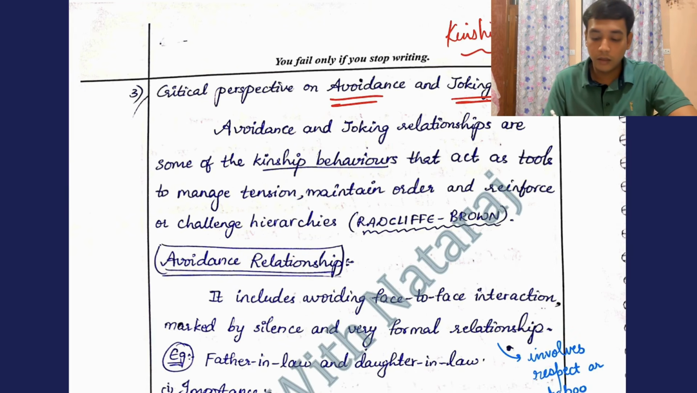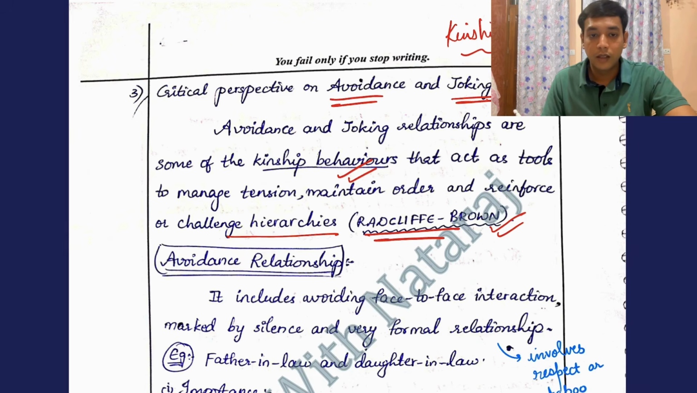So these are kinship behaviors that act as a tool to manage tensions, maintain order, and reinforce or challenge hierarchy. So this is a basic definition of kinship behaviors by Radcliffe-Brown, right?